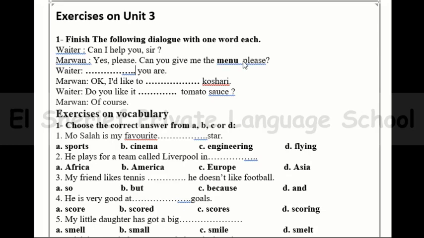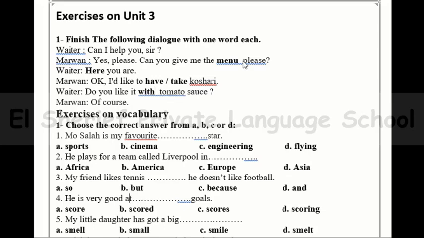And the waiter is going to say, yes, here you are, here you are. So Marwan is saying, okay, I would like two koshari. Here I can write two verbs which I use mostly in the restaurant, and they are have or take. And the waiter is asking Marwan, do you like it tomato sauce? For this we are going to use a preposition, and it's so easy, but you will take your 3 seconds to guess the preposition. Yes, it seems that you have a good guess, and it is with. Do you like it with tomato sauce? And Marwan, of course, is saying of course.